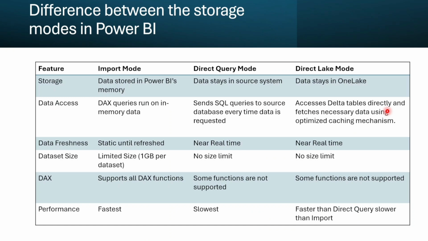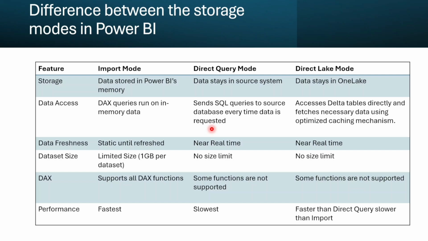Now we'll understand the difference between these three modes. For storage, in import mode, Power BI is going to store the data in its internal memory. For direct query mode, the data stays in its source system. And for direct lake mode, it stays in your OneLake. For data access, DAX queries run on your in-memory data in import mode. For direct query, Power BI is going to send SQL queries every time you access the data. Every time you're using the report, it is generating some queries, and every time this data is going to get requested.